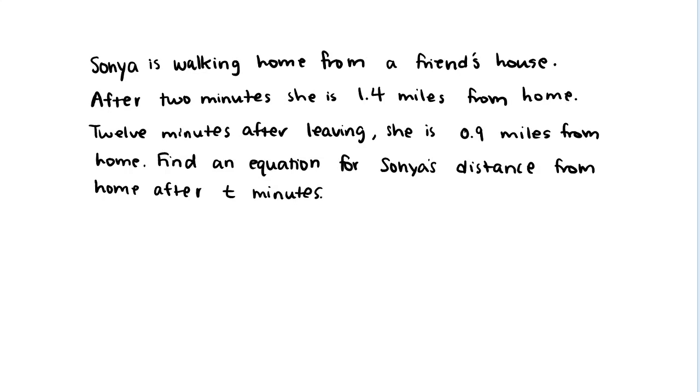So let's take a look at this other example here. This word problem says that Sonia is walking home from a friend's house, and after 2 minutes, she's 1.4 miles from home. And then 12 minutes after leaving her friend's house, she's 0.9 miles away from home. So we want to find an equation for Sonia's distance from her home after t minutes.